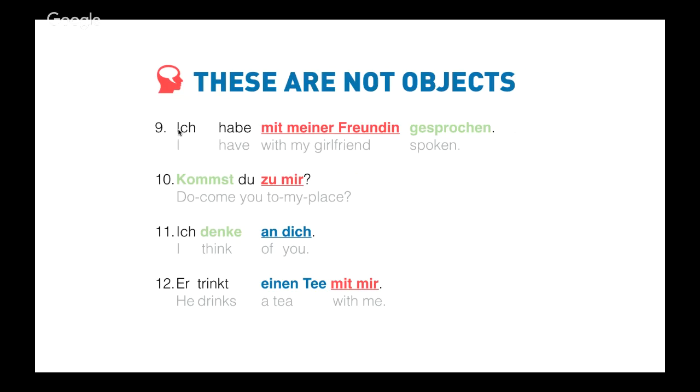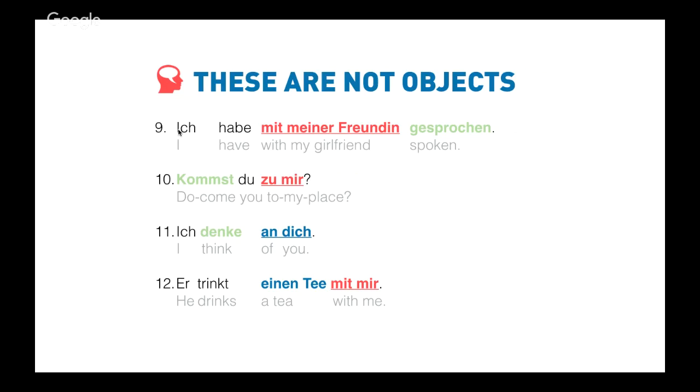Number 12. Trinkt einen Tee mit mir. He drinks a tea with me. Now you see there is an object, einen Tee. It's not underlined, so it's an object. And it's the thing you drink. If you remember from the very beginning, drinking was one of those verbs that can have one object. Here we have it, einen Tee. That means there cannot be any other object. So mit mir cannot be an object, because trinken doesn't allow it. But as you know from example number 9 above, mit is a preposition that requires the dative, and therefore we have another supplement here.